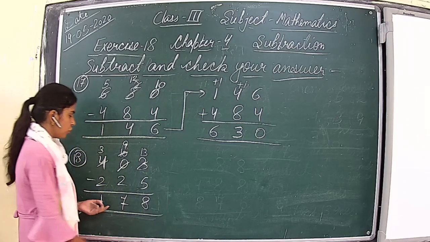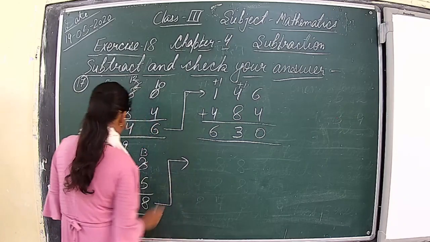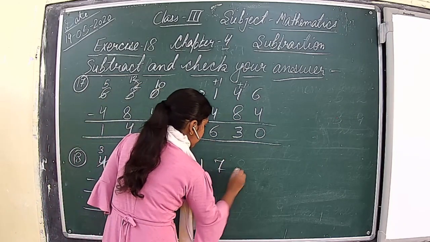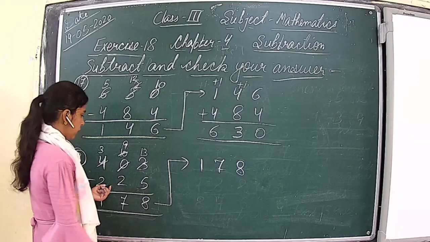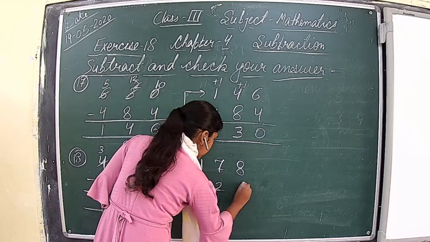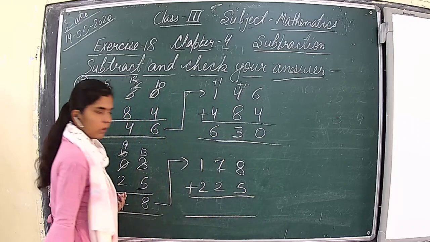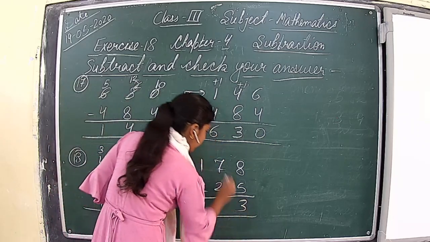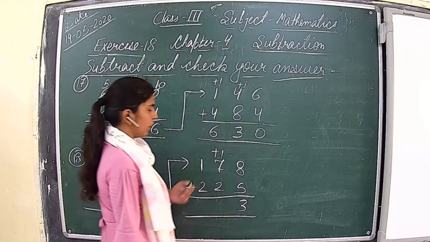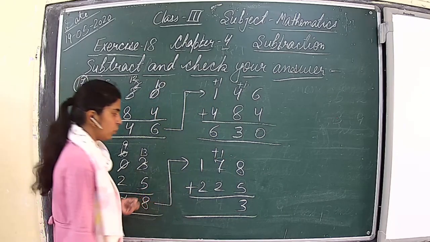Right? So to check the answer, first of all we will write this number 178. Then we will write this number 225. Now add the numbers. 8 plus 5 is equal to 13. 3, 1 will go for the carry. 7 plus 1, 8. 8 plus 2, 10.